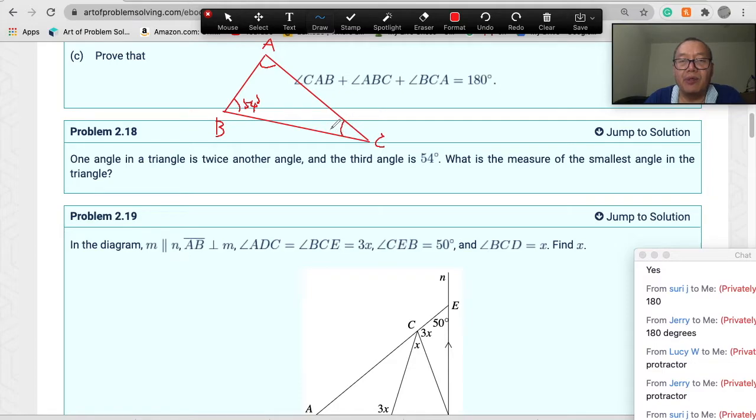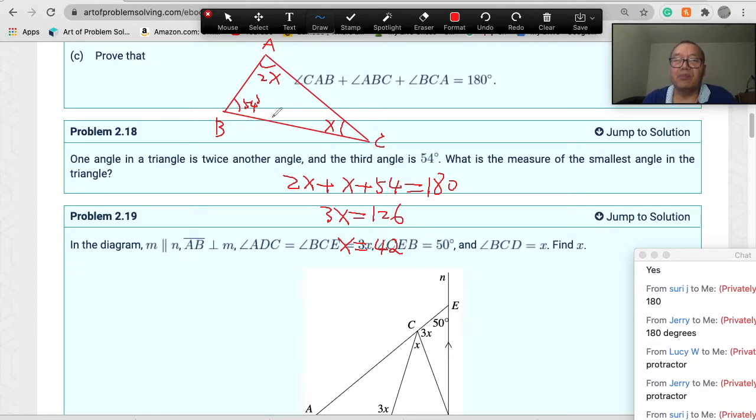Now let's suppose this one is x degrees. This one will be 2x, right? Now we can use that the sum of these three angles equals 180 degrees. We get 2x plus x plus 54 should equal 180. Then 3x equals 126, so x equals 42. So the smallest angle in this triangle will be 42 degrees, right?